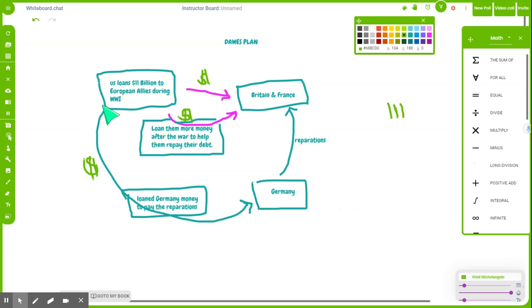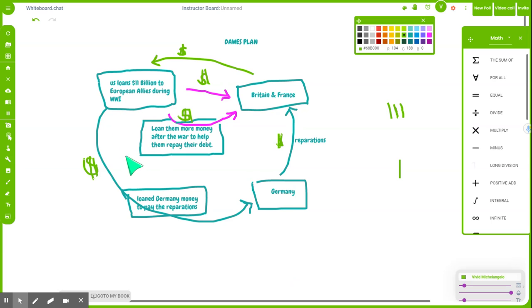What we do is, if we follow this money, we loan money to Germany. Germany can then pay their reparations to France and Britain. And then France and Britain can pay back the United States for the loans. So we've got 3 arrows going out and 1 arrow coming in. This is the economic policy known as the Dawes Plan.